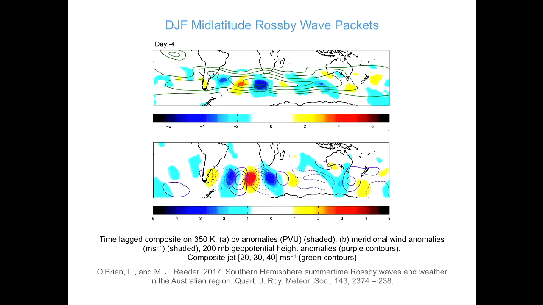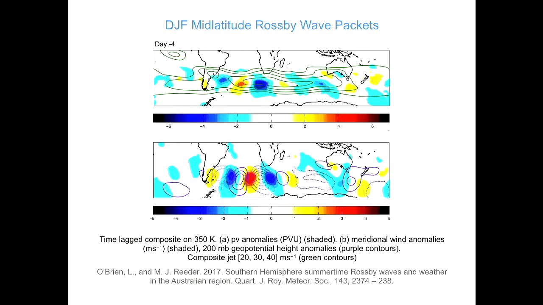So in the top panel here, these solid green lines are isentropes at 350 Kelvin. That's about 200 millibars in the upper part of the atmosphere. So this is the summertime jet. And notice in Australia, we live at the end of the jet. These colours represent those anomalies in the vorticity. Plus, minus, plus, minus, plus, minus. Cyclonic, anticyclonic, cyclonic, anticyclonic.